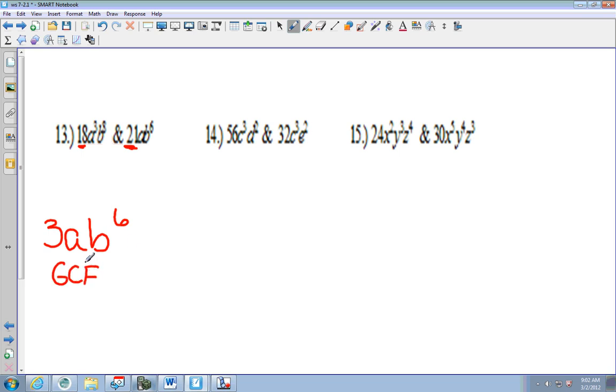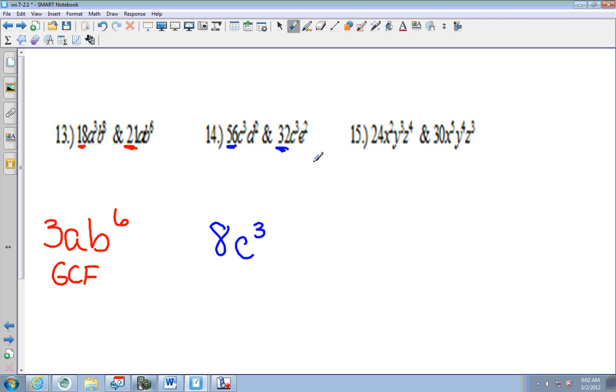Now, going over here to look at the next one. What is the greatest common factor of 56 and 32? You should be able to find it, and it's 8. Now I've got C. What's the smallest exponent? They're both the same, aren't they? Yeah, they're both C to the third power. And then, wait a minute, this one is a D. Is there a D in this one right here? No, so I can't write it down here. What about an E? No.